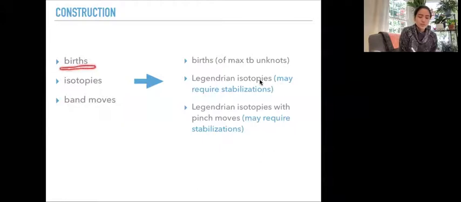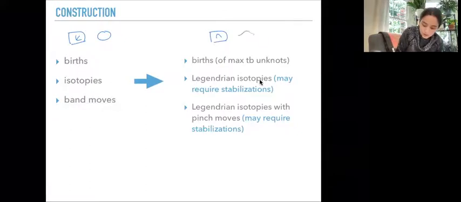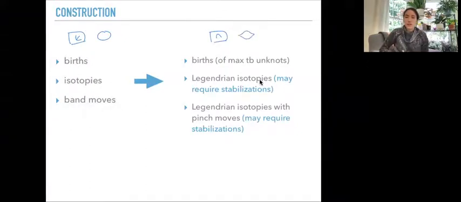So births in the smooth world, remember that this was, you have some knot K and you're adding an unknot separately. That's the 0 handle attachment. But over in the contact symplectic world, in decomposable Lagrangian cobordisms, we need to do a birth of a max TB unknot. But notice that smoothly, those will be the same moves.